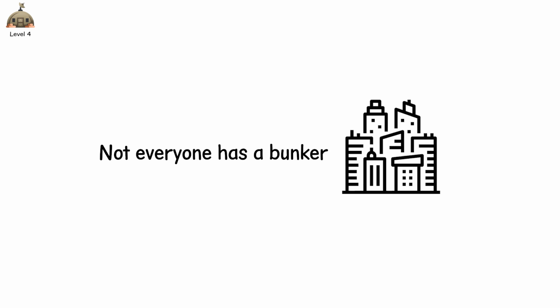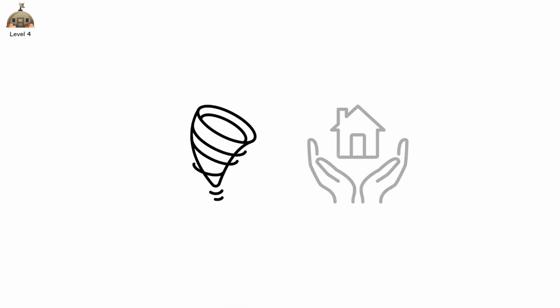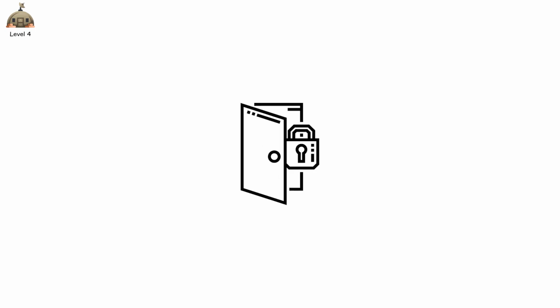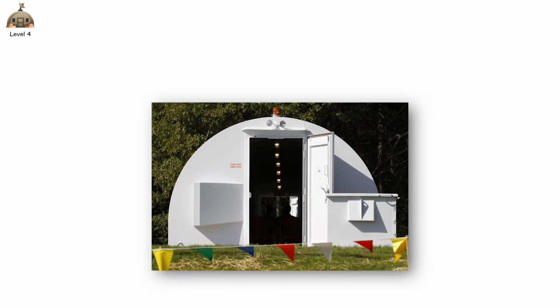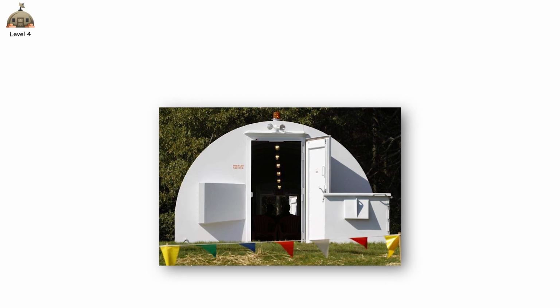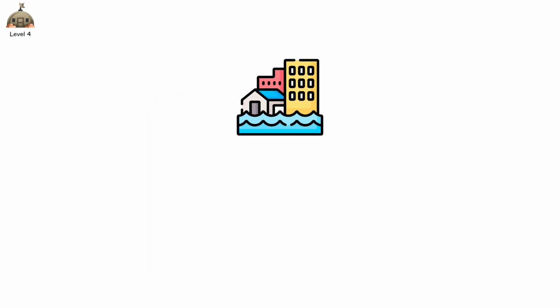Level 4. Not everyone has a bunker, so towns build one. In Tornado Alley, community shelters became the lifelines for those who couldn't afford private safe rooms. Schools built underground bunkers. Town halls reinforced gyms. Trailer parks dug communal storm shelters in the earth. When the sirens wail, entire neighborhoods flood into these concrete sanctuaries.